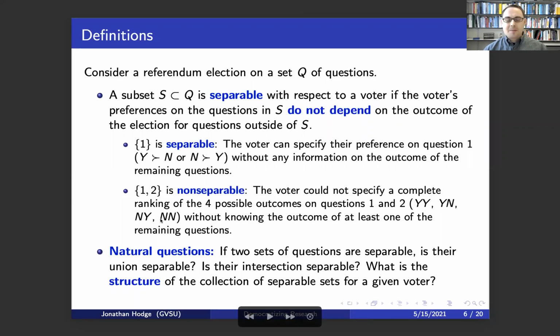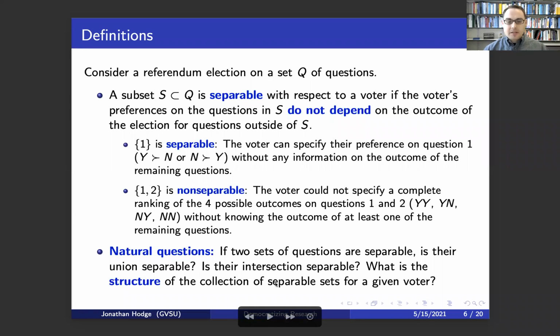So this leads to some interesting and natural mathematical questions about separability. Since we can talk about what it means for sets of questions to be separable, we might ask some set theoretic questions in that context. So if 2 sets of questions are separable, is their union separable? Is their intersection separable? Of course, we could talk about symmetric differences and things of that sort. In other words, if we look at the structure of the collection of separable sets for a given voter, what can we say about that collection set theoretically?